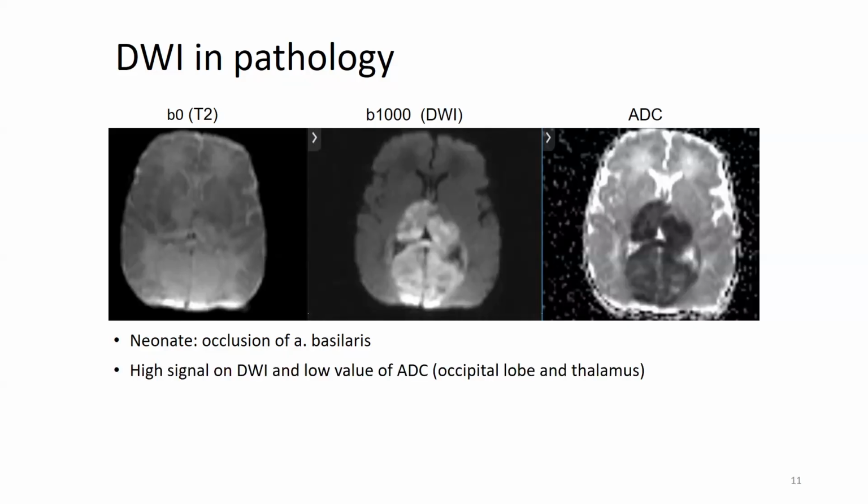We see a high signal intensity on the diffusion-weighted image here, and we also see a low ADC value calculated from here to there. We can calculate the ADC, and the ADC is very low here. Again, you see in this frontal area of the white matter the high ADC, which you saw on the previous slide. This is normal, but here in the occipital part and in the thalamus, it's clearly abnormal.